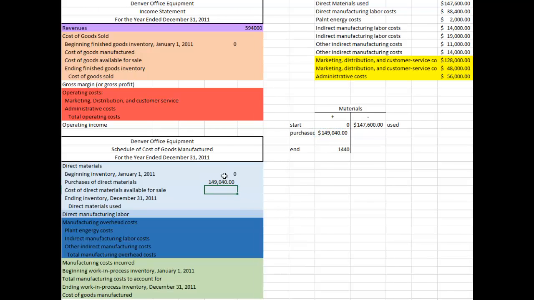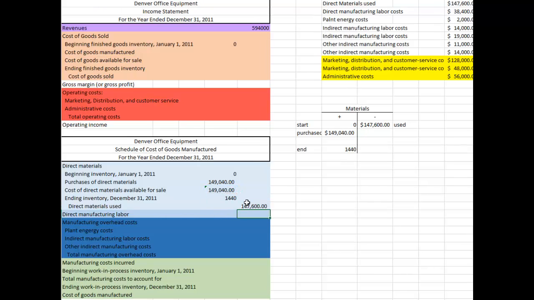And the materials available to use in the manufacturing process is what we started with plus what we bought. So this is a fairly logical calculation. Less, we subtract the ending inventory on December 31st, and again that came from the first part of this problem, to calculate the direct materials used. So direct materials used is how many I had available to use minus what I had left at the end of the year.